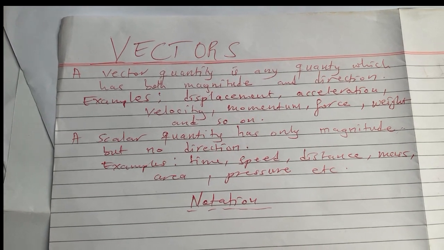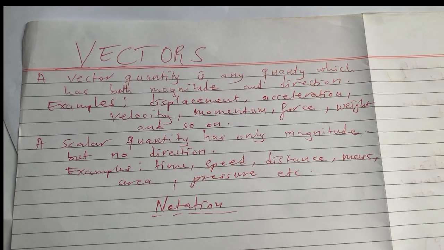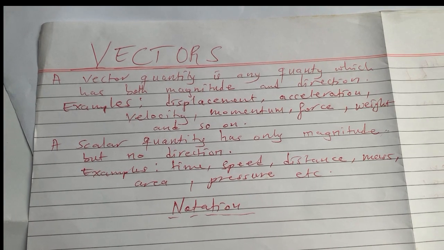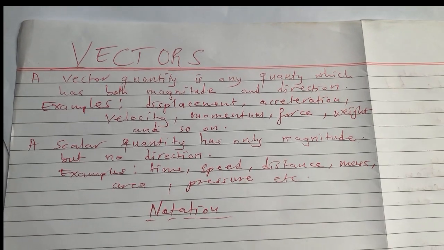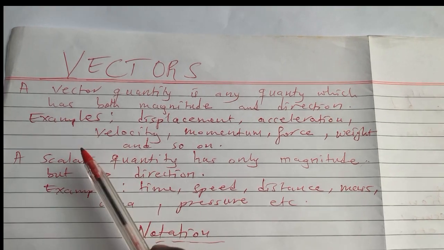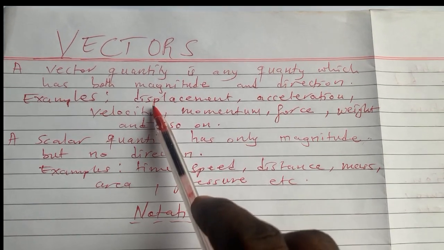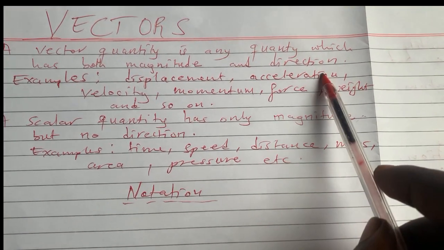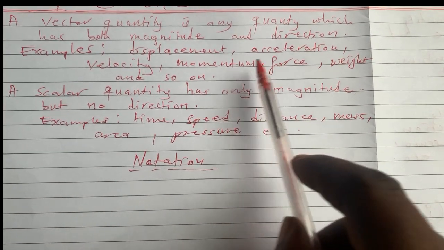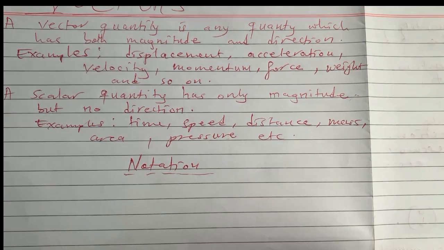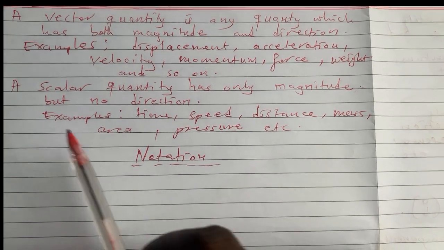Vectors. A vector quantity is any quantity which has both magnitude and direction. Example. Some examples of vectors are displacement, acceleration, velocity, momentum, force, weight, and so on.